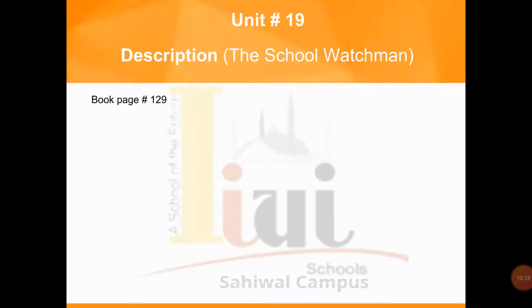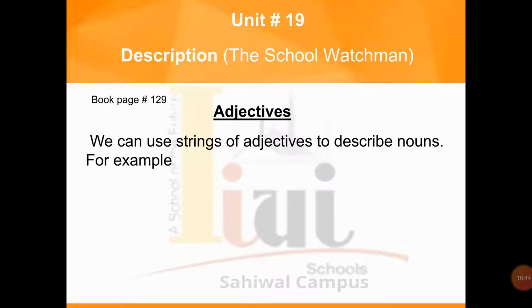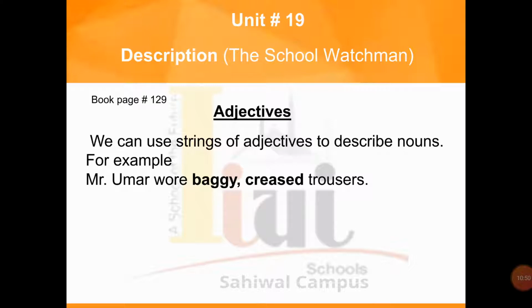On book page number 129, our next topic is adjectives, and adjectives are just like adverbs, but adverbs are the words that describe a verb and adjectives are the words that describe a noun. We can also use strings of adjectives to describe a noun. For example, Mr. Umar wore baggy creased trousers.